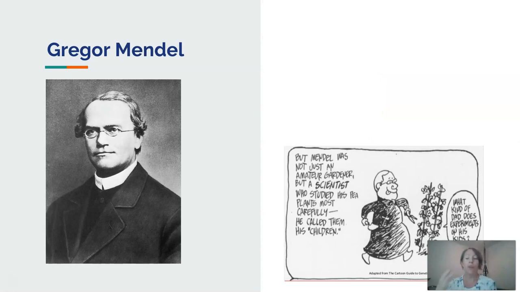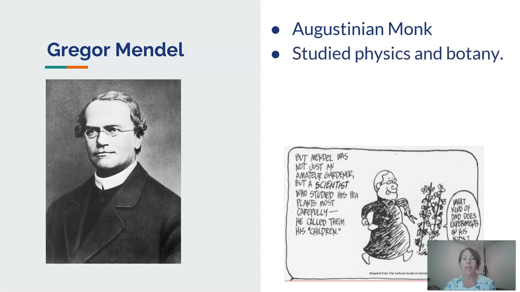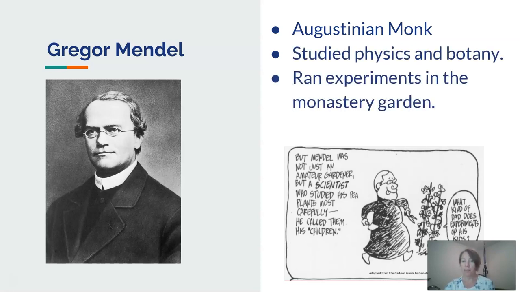Okay, so the father of genetics is Gregor Mendel. He was an Augustinian monk, and we don't think of monks today as scientists, but back then, monks quite often did a lot of science, so they had the time and the means to be able to do research experiments. And so he studied both physics and botany, and he ran experiments in his monastery garden.